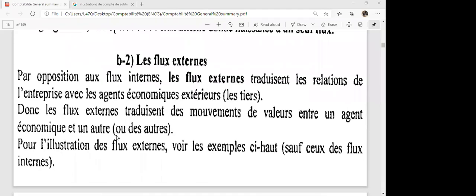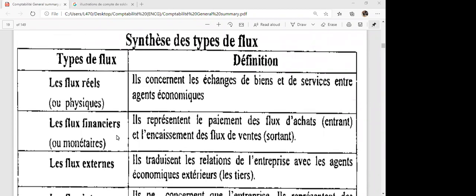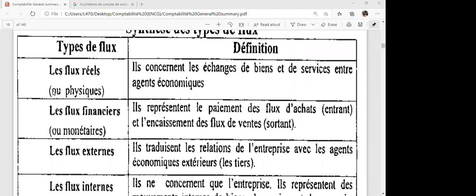So that summarizes it. Then here's a tableau récapitulatif, which is like a summary of the flows, all of them. If you wish to study them more, I would advise you to simply look at this table and it would make your life way easier.